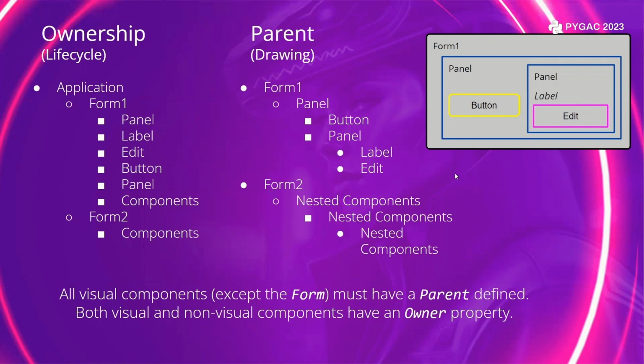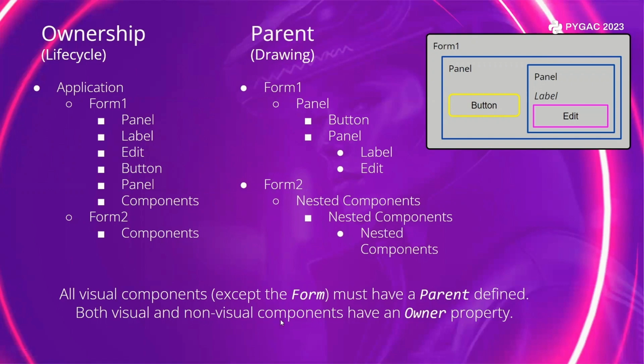All the visual components, this panel and button and edit box and label, are all visual components. So visual components, except the form itself, must have a parent defined, because if not, then it cannot be viewed. Parent itself is specifically for drawing purpose, right? So to design a good UI, you need to have these concepts in mind. That is what I would like you to take home with this specific slide.